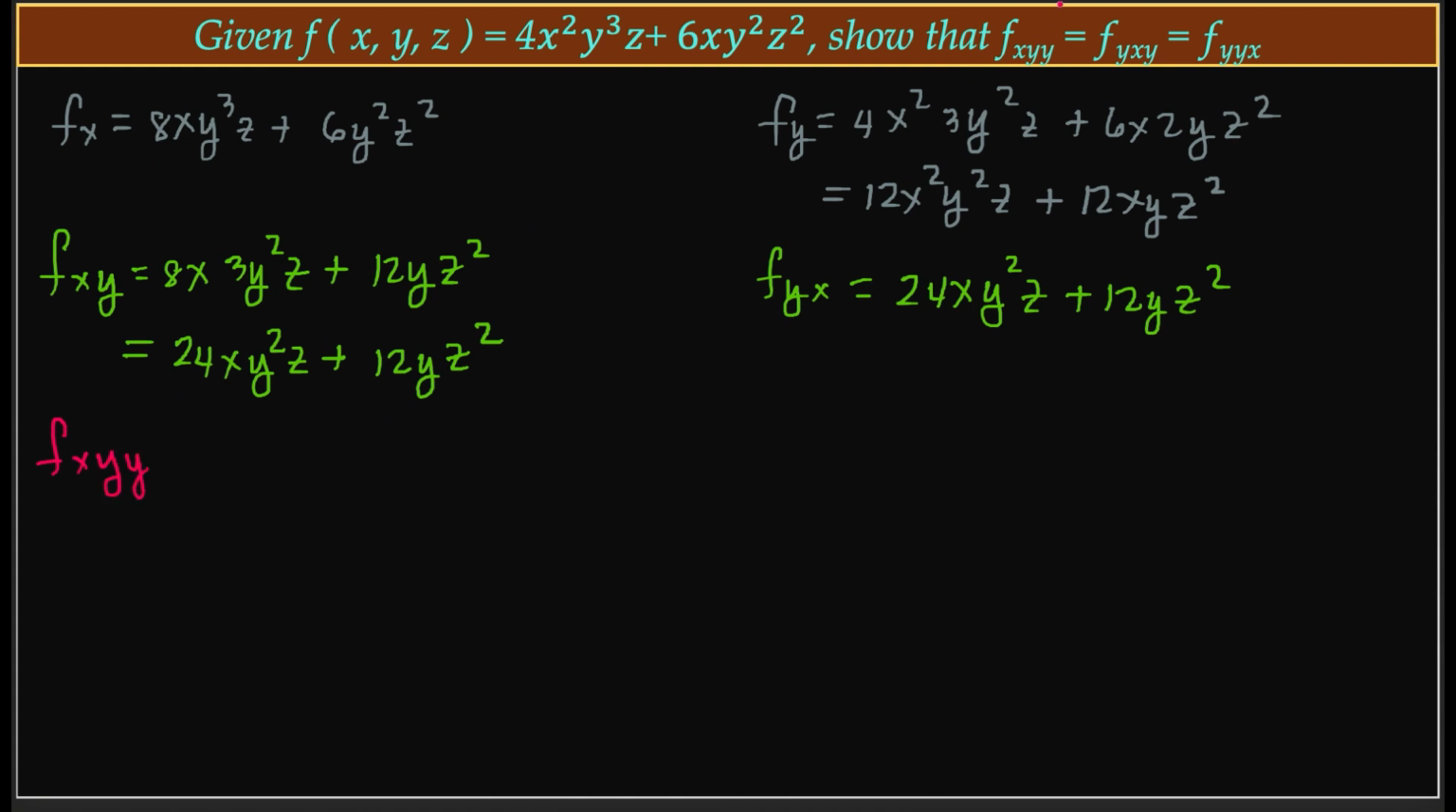So what is the partial derivative of this with respect to y? With respect to y, this will be equal to 48xyz plus 12z squared. And on the other side, f sub yxy, the second requirement here, is equal to also 48xyz plus 12z squared. So it seems they're equal.